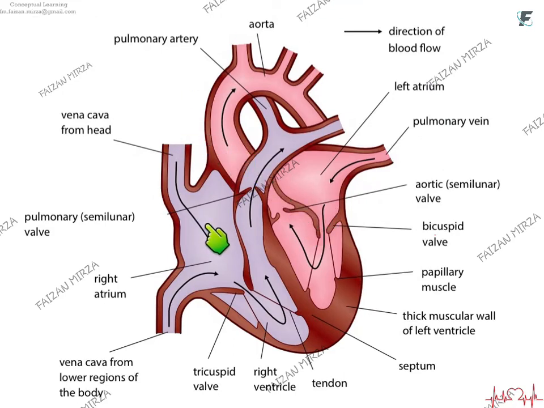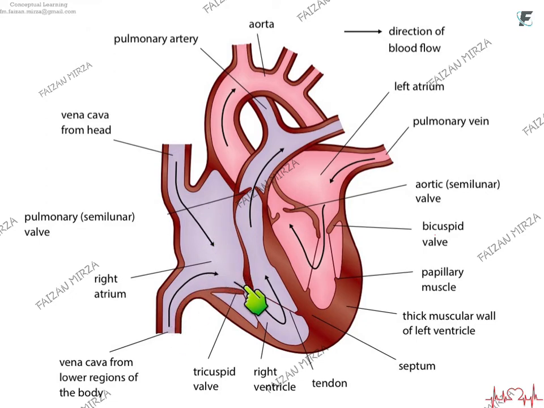If you try to look inside the heart, these are the regions you see. This is the vena cava from the head, the superior vena cava bringing blood to the right atrium. Here you have the vena cava from the lower regions of the body, again bringing blood to the right atrium. From the right atrium, blood enters. You can just follow these black arrows. It shows the blood coming into the right atrium.